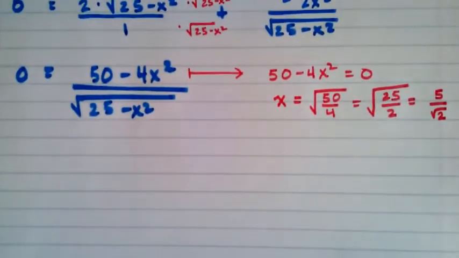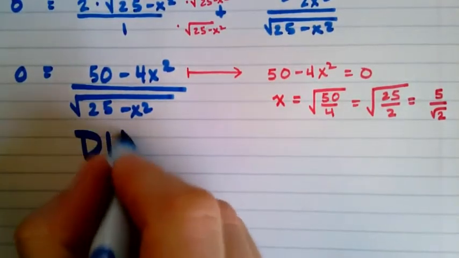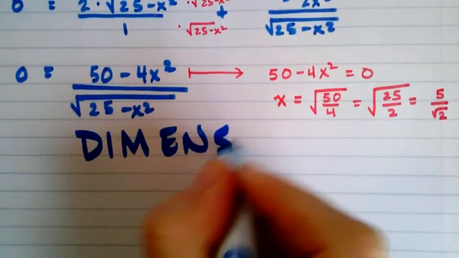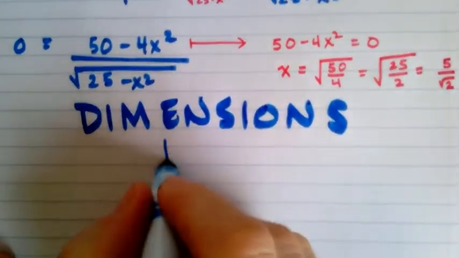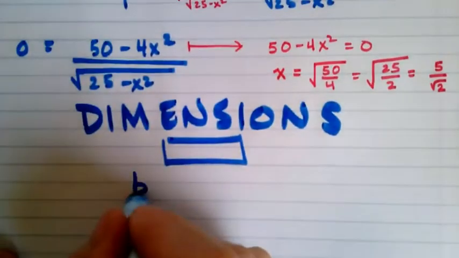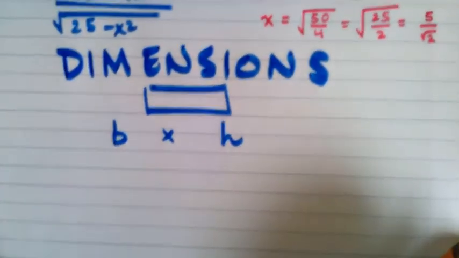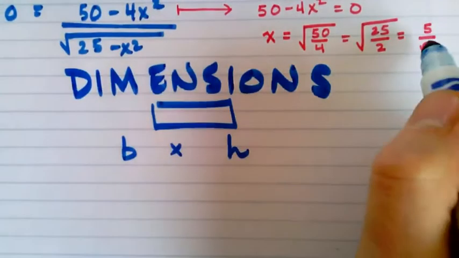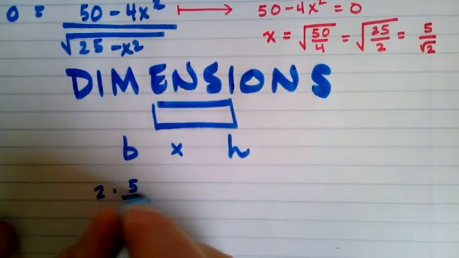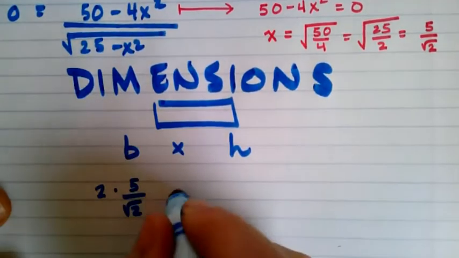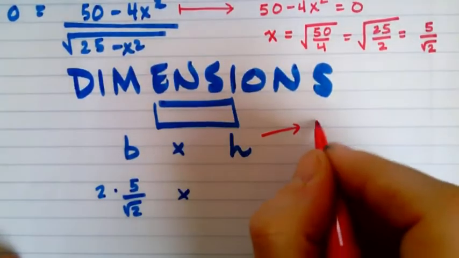Okay, now keep in mind, problem's not asking us for the x, it's asking us for the dimensions. And the dimensions of a rectangle are its base multiplied by its height. Now, we know that the base is 2x values. So I'm going to say that this is 2 times 5 radical 2. And the height would be, let's see, the height is the y value. So I'm going to have to do a little work off to the side.